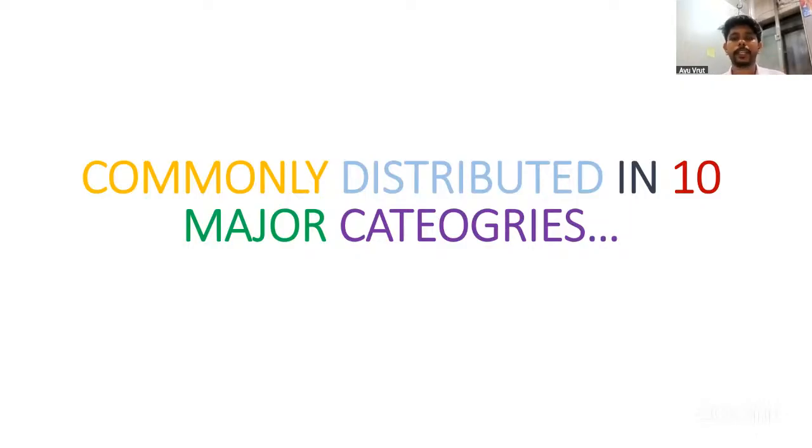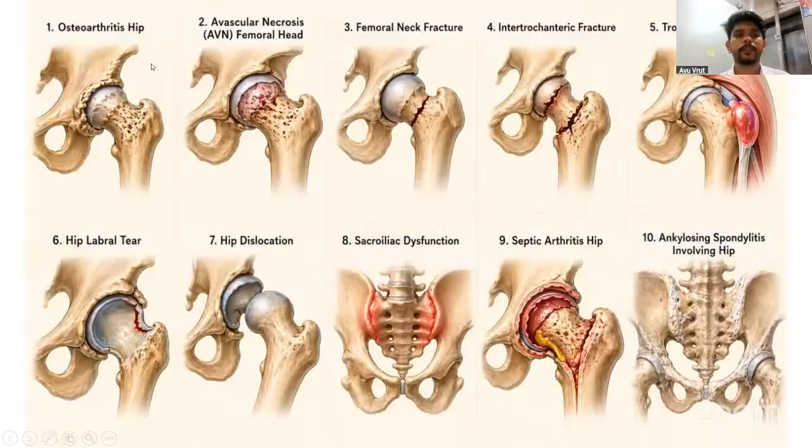If you need to see in OPD, you should know that these hip disorders are commonly distributed in 10 major categories, which are first osteoarthritis of the hip, that is the degenerative disorder you see here. Next is avascular necrosis. We will be discussing this in depth. The femoral neck fracture, intertrochanteric fracture, and the trochanteric bursitis which we just discussed. Here, can you appreciate the inflammation? Yes, this is trochanteric bursitis. The labral tear. Can you appreciate this labral tear?